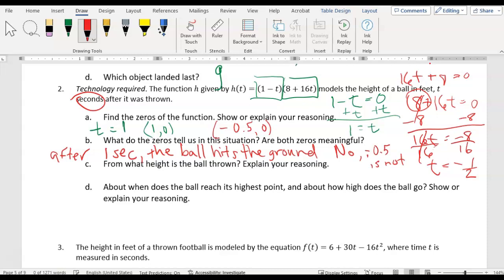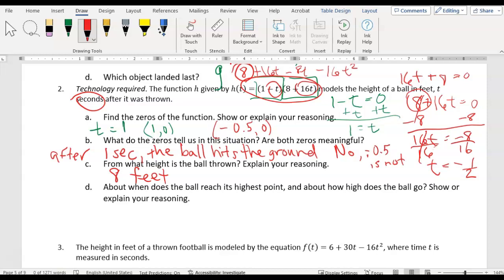From what height is the ball thrown? Explain your reasoning. So here now we need to look for the y-intercept. We can do this by doing our FOIL method and finding out what the constant is. Notice this is written a little bit differently, but 1 times 8 is still 8. And then if we do 1 times 16, we'll have plus 16t. And then negative t times 8 is minus 8t. And then negative t times negative 16 is going to be negative 16t squared. Now again, you can recognize this is a gravity function, right? We see that negative 16t squared. But here, our constant is 8, so 8, and in this case, it says feet.